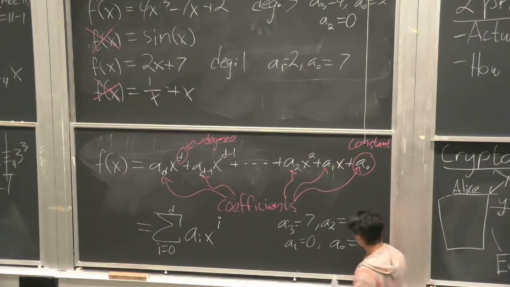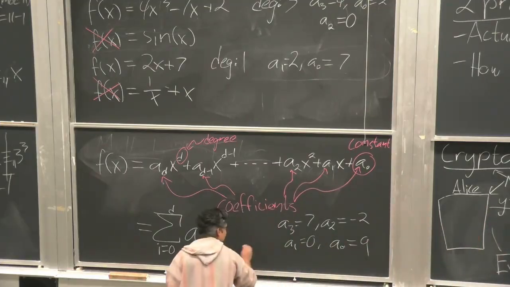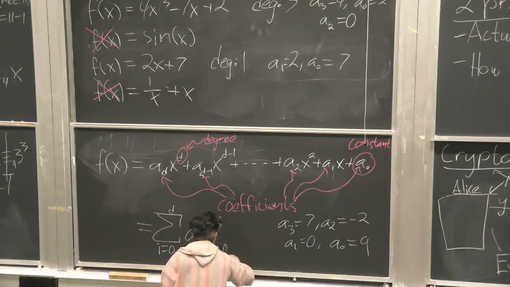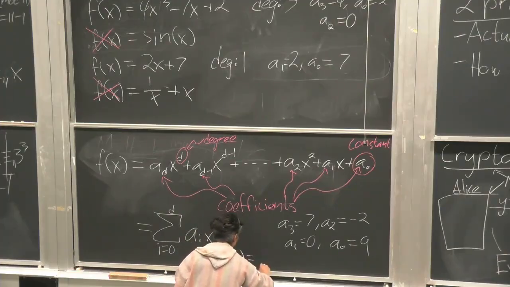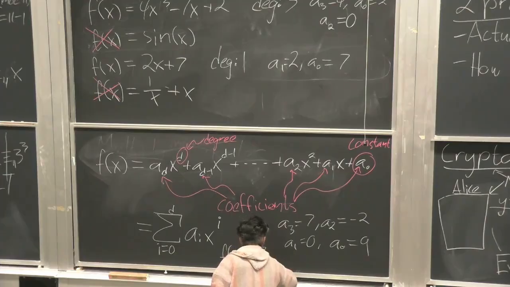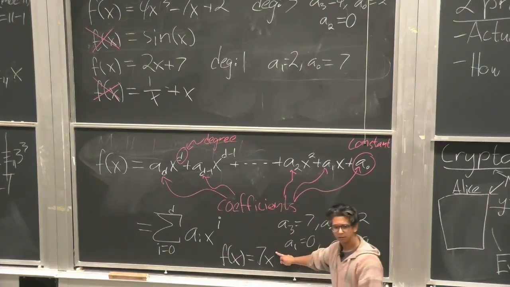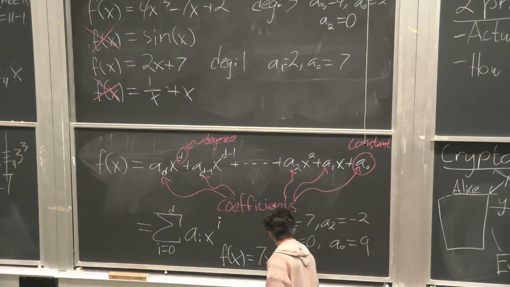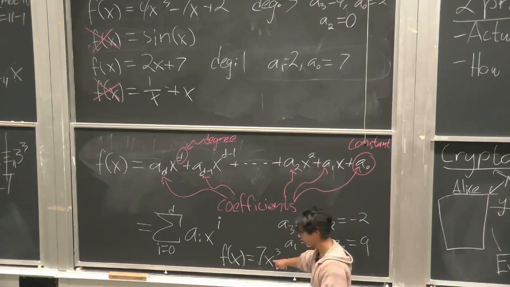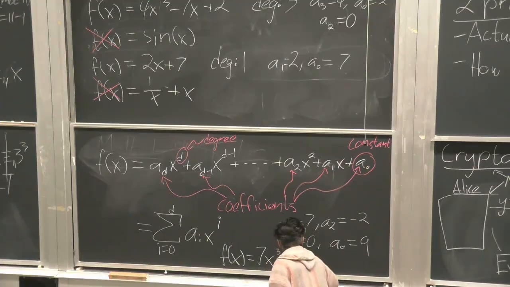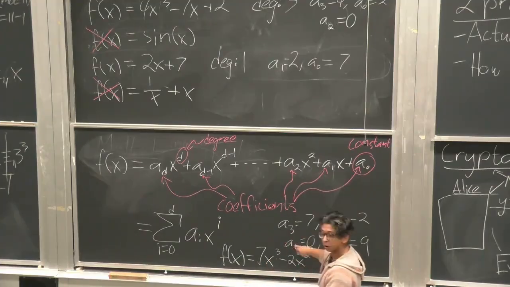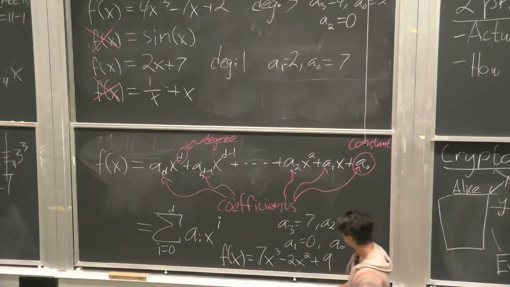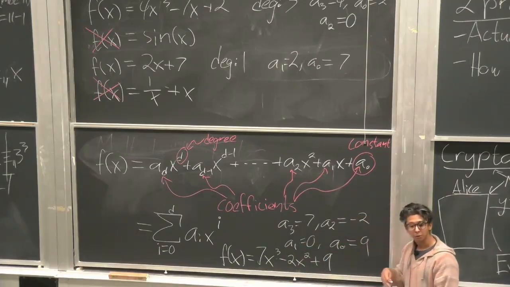Yeah, so let's write it out just to make sure. The polynomial would be f of x is equal to 7x to the what for this one? 3, yeah. Exactly. That's a3, that's the degree 3 term. Minus 2x squared. 0, that means we can forget the linear term, plus 9. That's the polynomial represented by those coefficients.